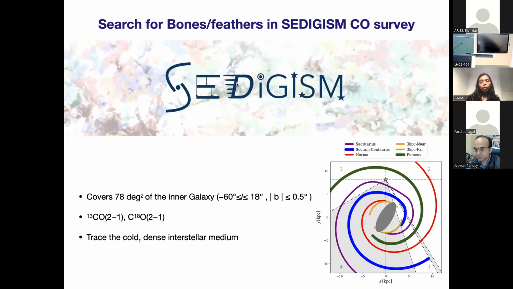It probes the molecular lines at 1 millimeter and covers 78 square degrees of the inner galaxy. The image shown in gray is the coverage of the SEDIGISM survey. And if you look at the spiral arms, you can see the red one is the Norma. So in the fourth quadrant, you can probe all the emission corresponding to these inner regions close to the galactic center. And 13CO(2-1), being a relatively higher density tracer than 12CO(1-0), which is the typical one, we can trace the cold and dense interstellar medium.